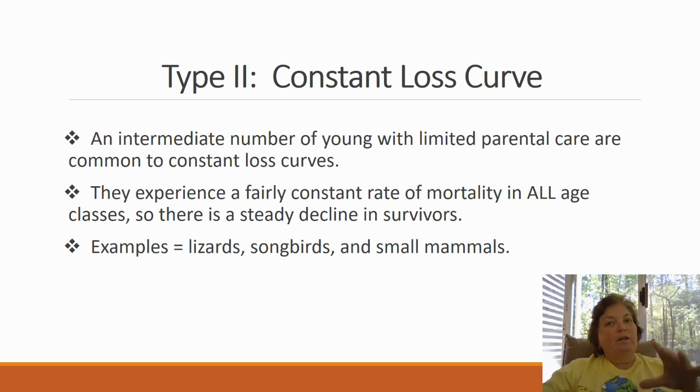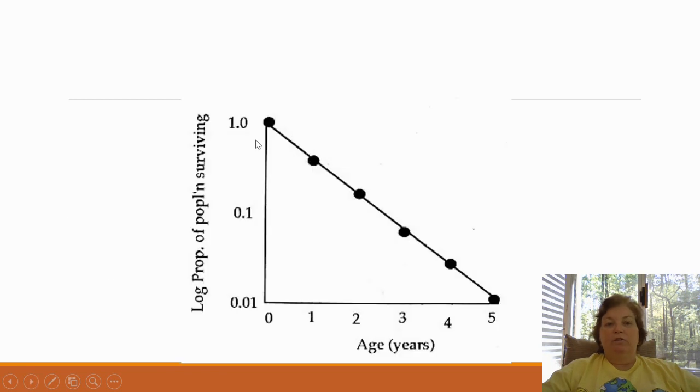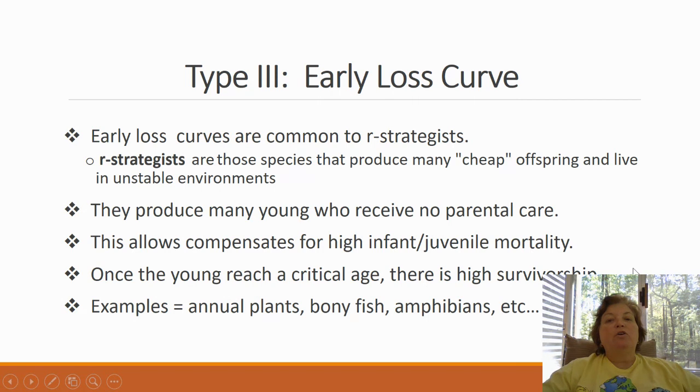And some of those birds, like the one little bird, he's learning how to fly, and he doesn't fly right, and he dies. So now you have 1 bird, but it's a constant loss. Lizards, many birds, some small mammals would fall into this. And this is what the curve looks like. It's just a straight line, a straight line curve, okay? So that's type 2.